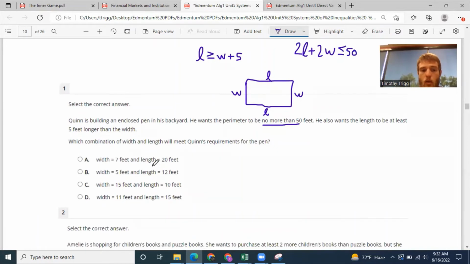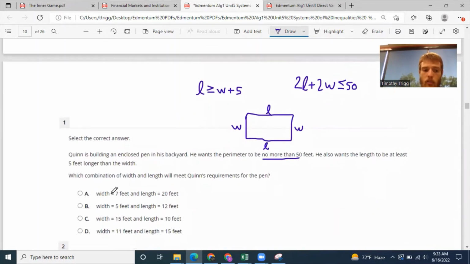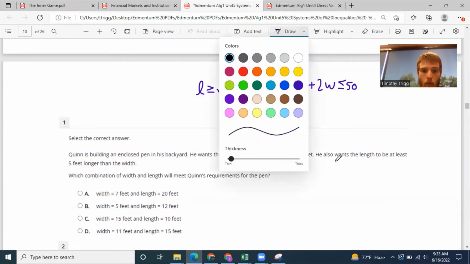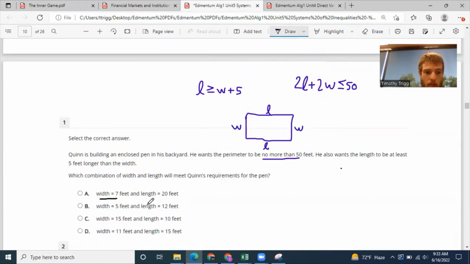So we want to see which of these are possible combinations that work. So what you can do is replace both W and L into both of these inequalities and see if it works. So I'm going to go ahead and try A for you so you could see what that looks like. So what we do is we replace the W with 7 and the L with 20. And what we're looking for is 2 true statements, a true statement from this and a true statement from that.